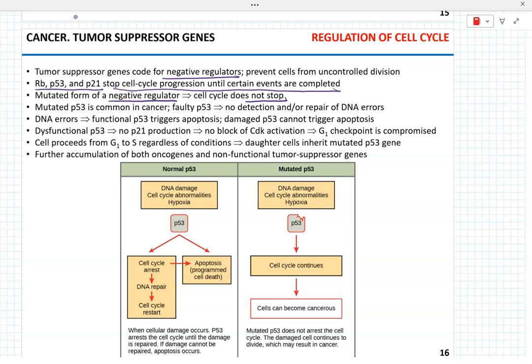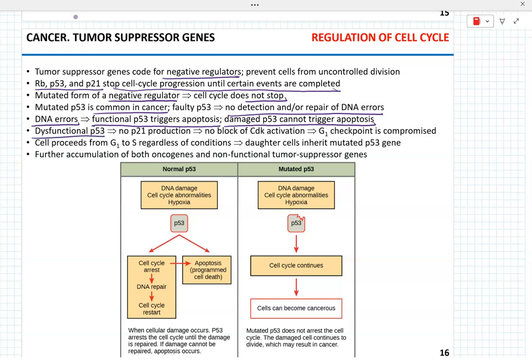Which means mutated p53 is probably found in many cancers, and it is true indeed. When p53 is mutated, the protein is faulty, and DNA errors are not repaired or detected. Functional p53 will trigger apoptosis in case of DNA errors. Damaged p53 cannot do that, and while cells divide fairly normally, they don't die, and they are faulty cells.